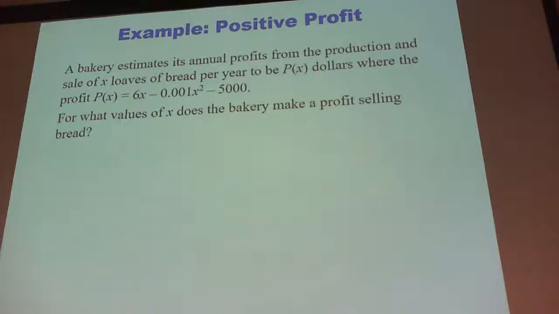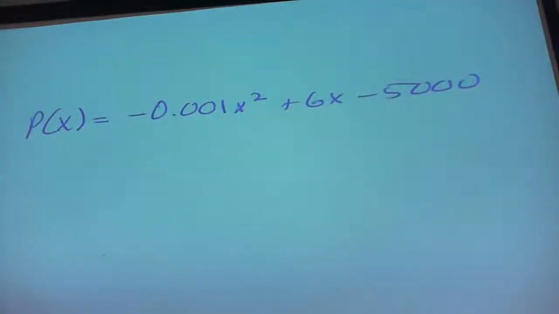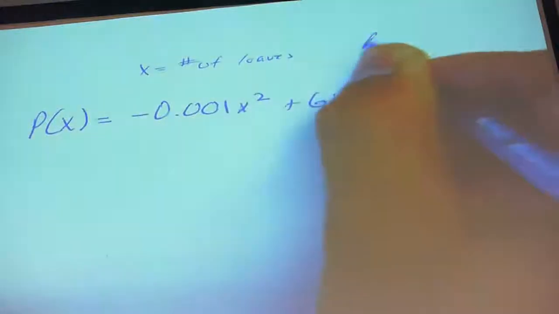Let's take this slowly. I'm going to write this down. So we have P of x, I'm going to put it in order: negative 0.001x squared plus 6x minus 5,000. Okay? So here's our profit function. x is the number of loaves, and P of x is our profits. Now, the question this had was, when am I making money? When am I making profit?